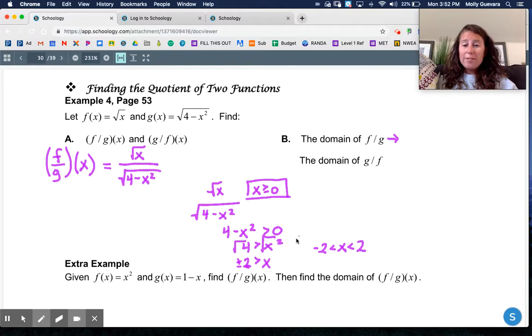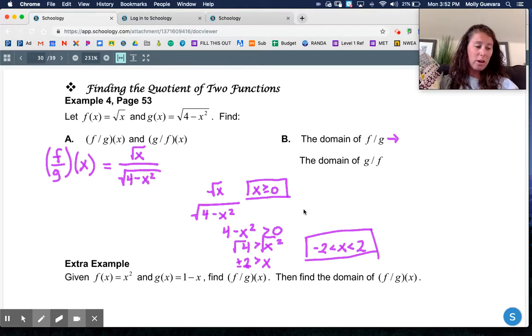So now I have to look at these two domains and say, where do they cross over, right? Where are they both valid? Here, it's any number greater than or equal to 0. Here, it's numbers between negative 2 and 2. So the question is, what's the smallest number I'm allowed to have?